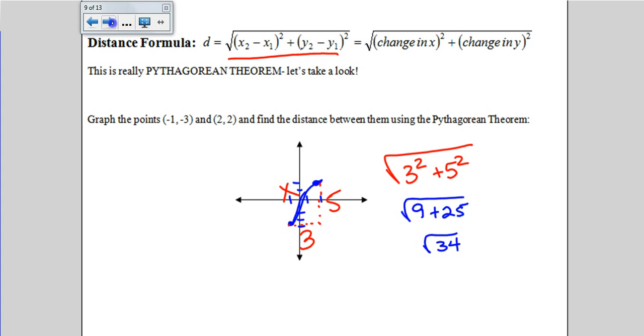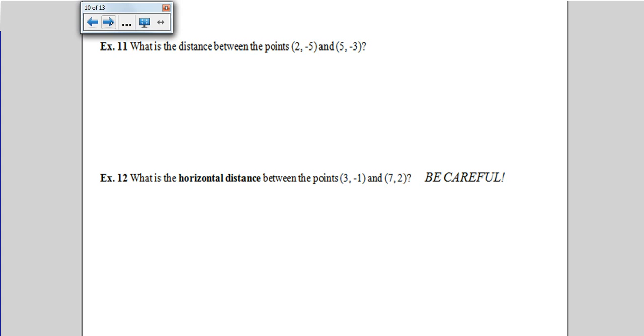Alright, moving on. So what is the distance between these 2 points? I'm going to go off the assumption that you have your formulas memorized. If not, you're going to have to draw this out. But I kind of cheat when I do distance formula.